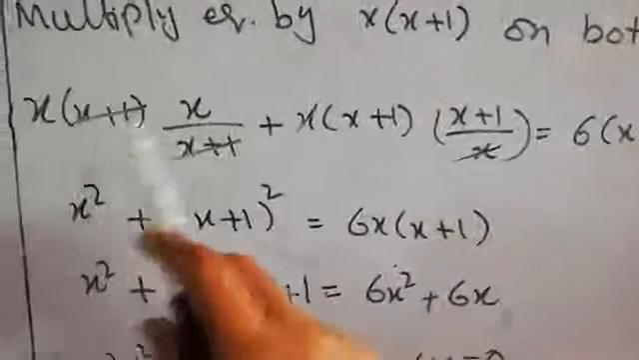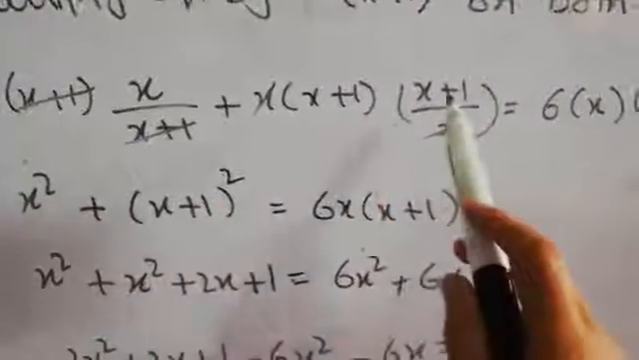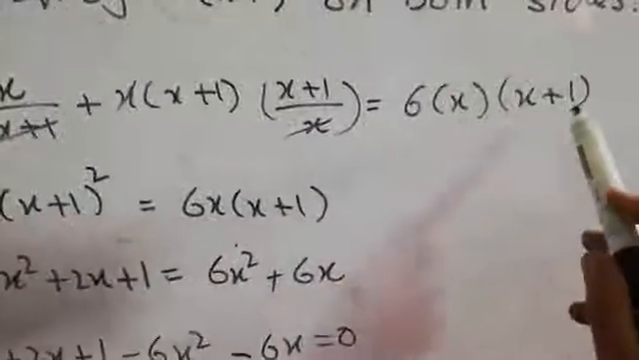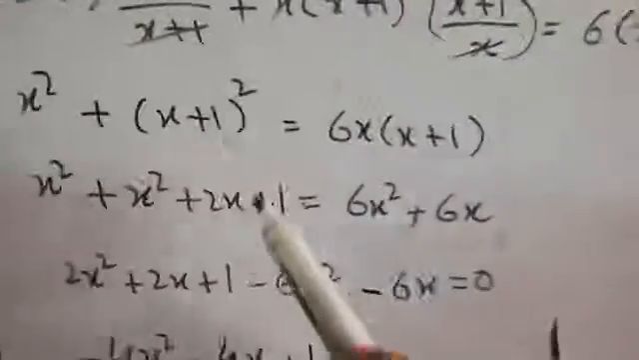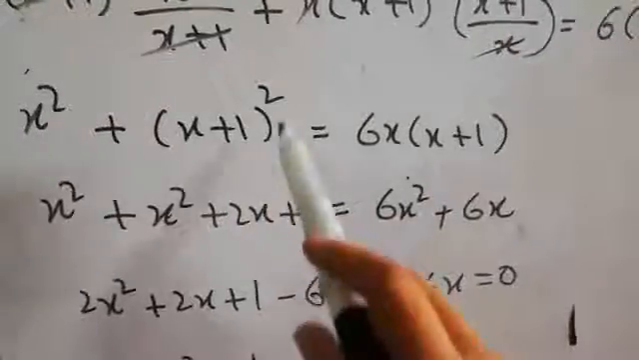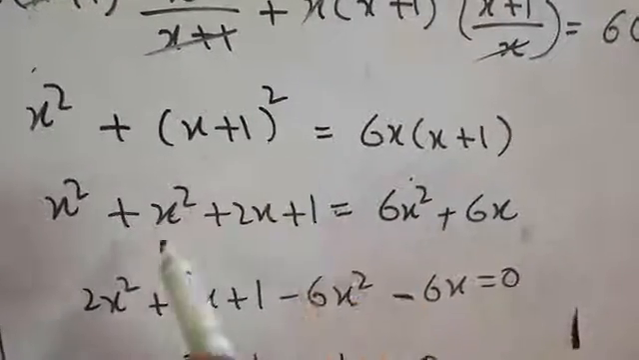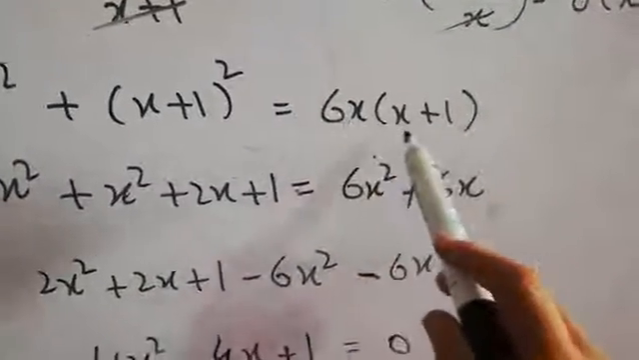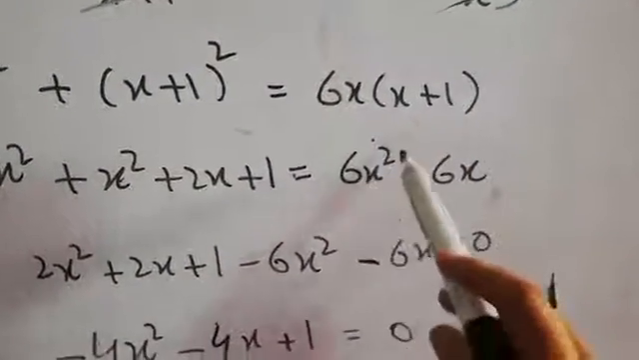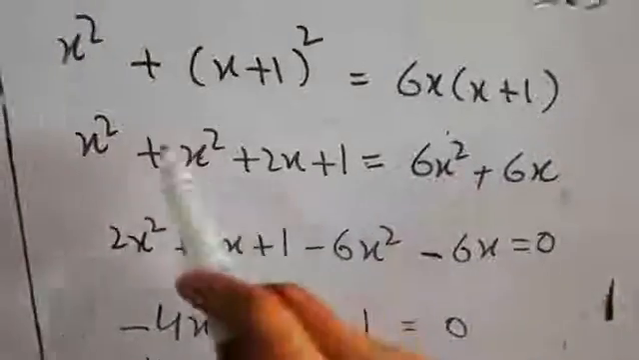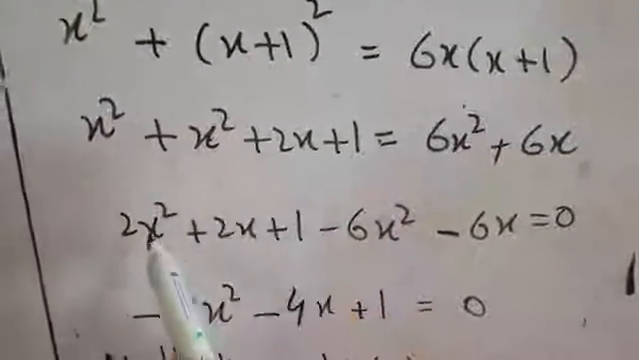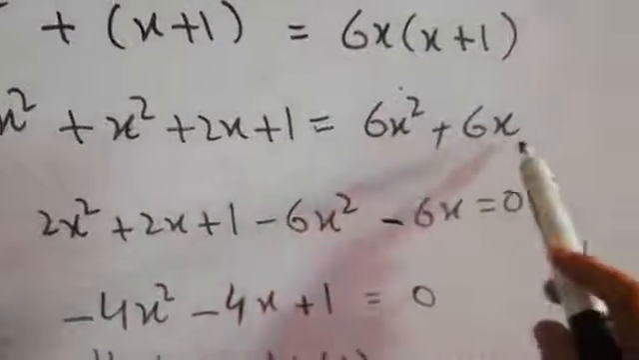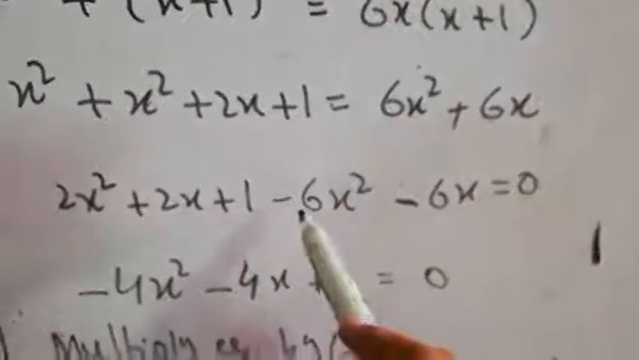So we will get x into x, which is x square, and these are similar values, so x plus 1 whole square is equal to 6x into x plus 1. Remove this bracket by using the formula a square plus 2ab plus b square, and multiply 6x by x plus 1. We will get 6x square plus 6x. Now combine x square plus x square equals 2x square, plus 2x plus 1, and we will write the inverse of these two values on the left hand side.